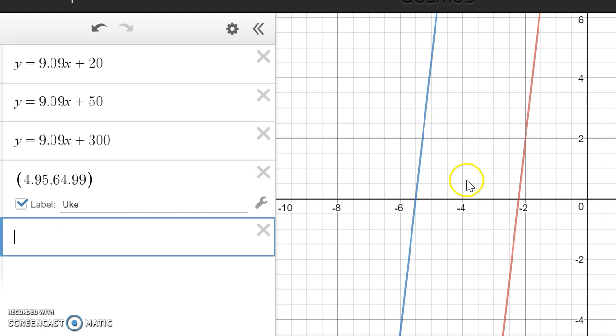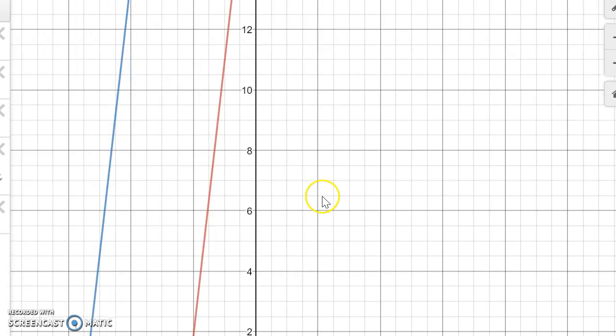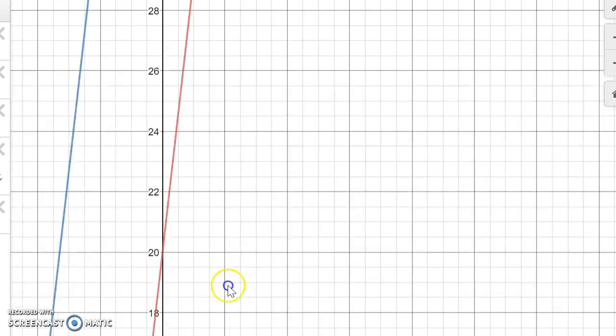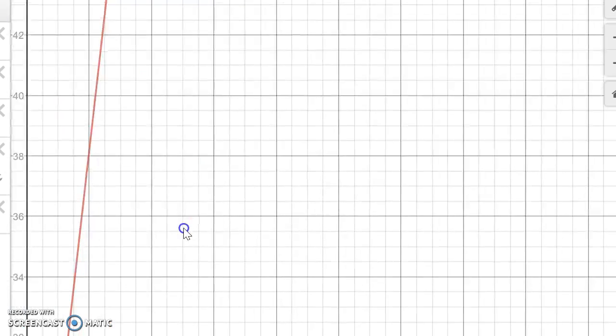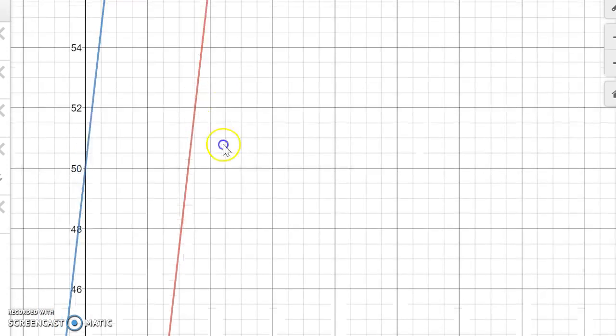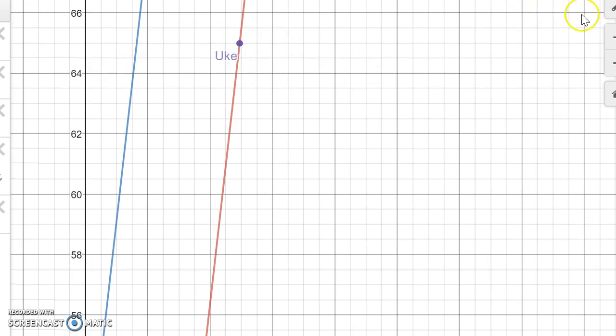All right, so I still don't see it because my window's all messed up. Where did the uke go? I could scroll around and search for it. It's gonna be up here somewhere. Well, if you know the price is $64.99, so let's just keep on going up to $64.99. There it is. But let's go on ahead.